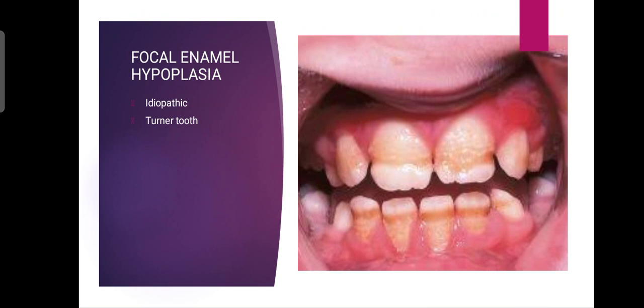Focal enamel hypoplasia. Localized or focal enamel hypoplasia involving one or two teeth is relatively common. As you can see in the picture, it is involving incisors with canines. Although the cause is often unclear, that is idiopathic, in some cases it is readily apparent. A common form of focal enamel hypoplasia of known cause is Turner tooth, which results from localized inflammation or trauma during tooth development.